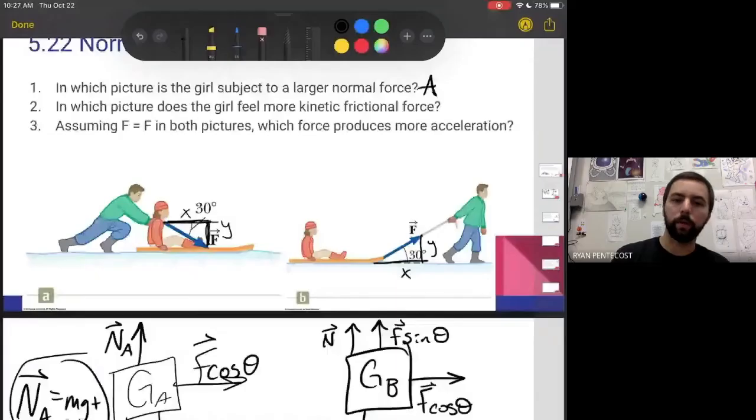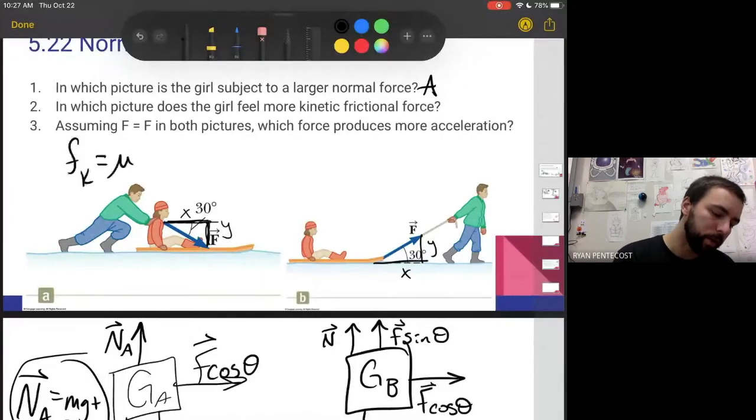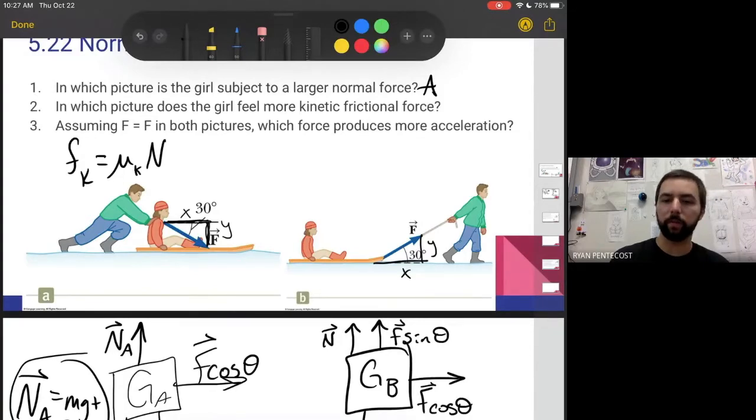Now on number 2, in which picture does the girl feel more kinetic frictional force? Remember, kinetic frictional force is the kinetic friction coefficient times the normal force. Since it seems to be the same sled on snow, we assume that the friction coefficient is going to stay the same. So the only thing changing here is the normal force. And if you have a stronger normal force in part A than part B, then in part A, do you also have a stronger kinetic frictional force? Stronger the normal force, stronger the friction.